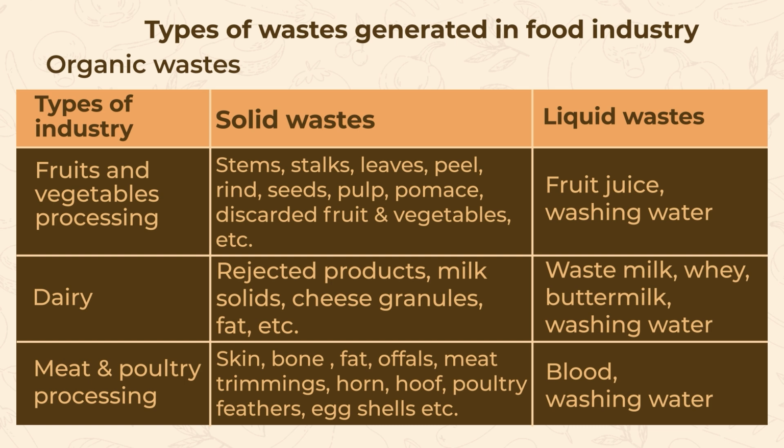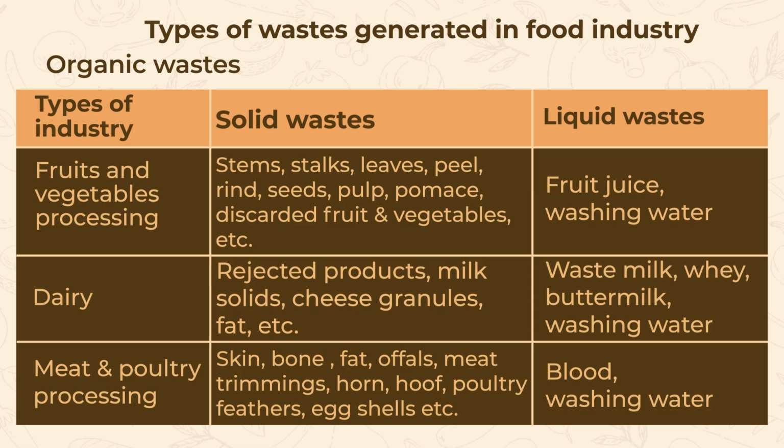The liquid waste can have some component of fruit juice and the washing water which is used for cleaning the fruits and vegetables or the equipment or the plants, that gets mixed with the fruit juice and other liquid components from the food processing, and that will form the liquid waste part from fruits and vegetable processing. Similarly, in dairy processing, the solid wastes are rejected milk products, milk solids, cheese granules, fat, etc. And the liquid waste can have waste milk, whey, buttermilk, washing water.